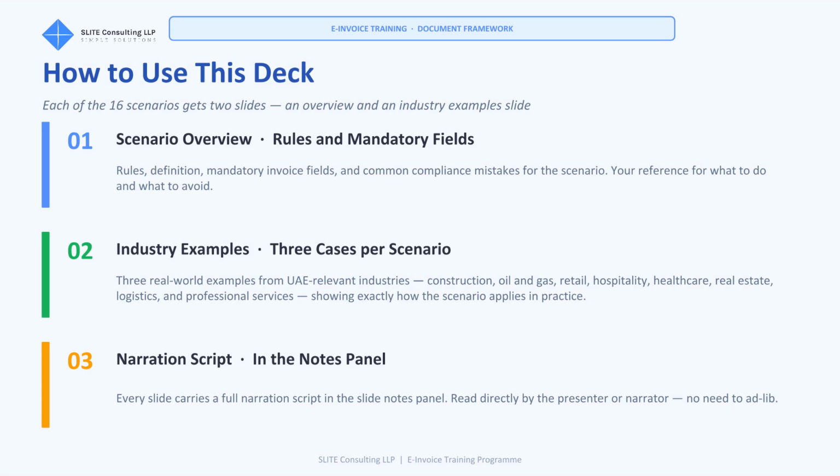Every slide carries a full narration script in the notes panel. Read it directly, no need to ad-lib. Let us start with Part 1, the tax invoice family.